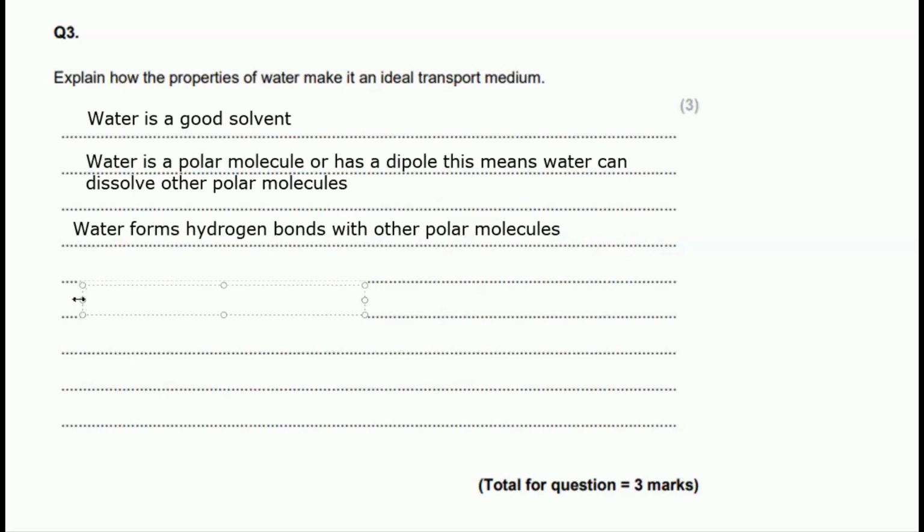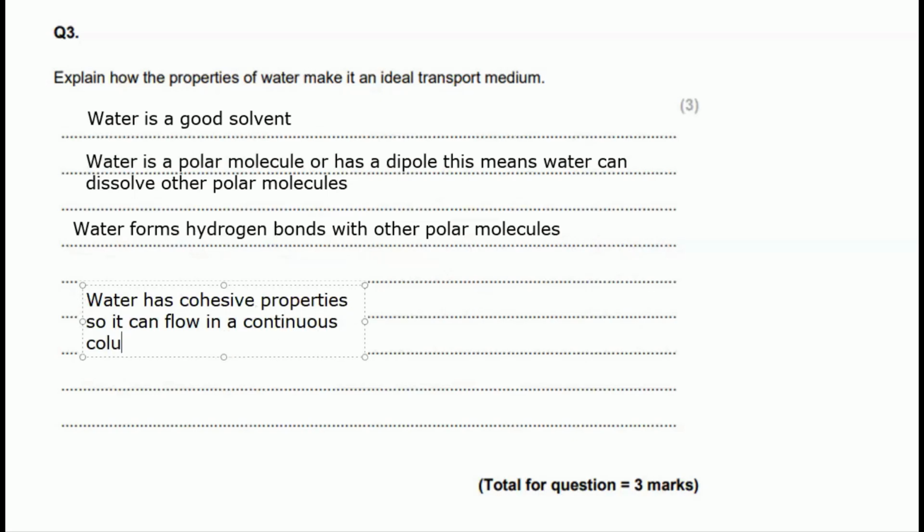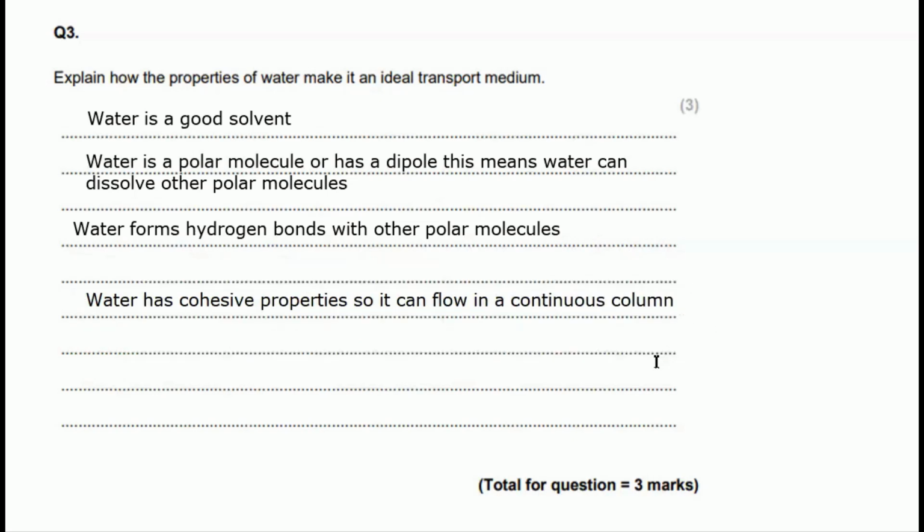Also, another fact about water, water has cohesive properties. So this is something you need to know. Water has cohesive properties, so it can flow in a continuous column. So what does that mean? Well, when you're sucking Coca-Cola up a straw, one water molecule enters your mouth, it pulls the next one along. And we call this cohesion. It's the ability of water.